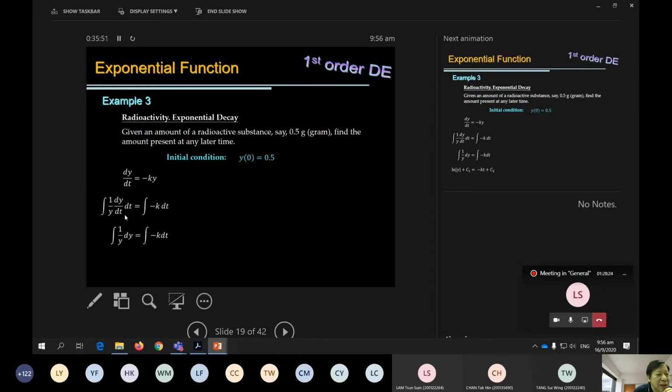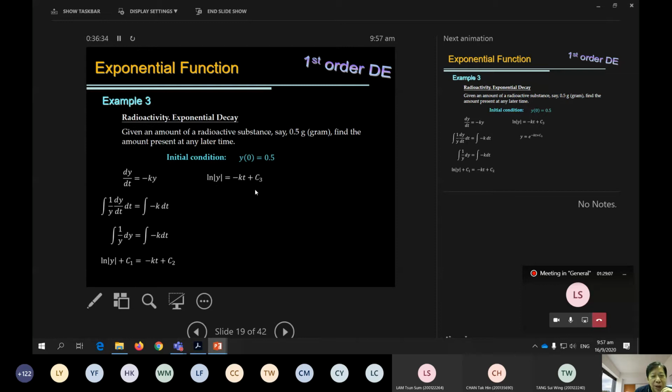Then for the simplification by changing variable, on the left hand side it is dy, because dt cancels with dt here. And then on the right hand side, with respect to dt, you integrate it. Again, this is the basic formula for integration. The integral of the reciprocal of the variable y becomes the natural log of y plus a constant. At the same time, on the right hand side, you integrate the constant and you get minus kt plus another constant.